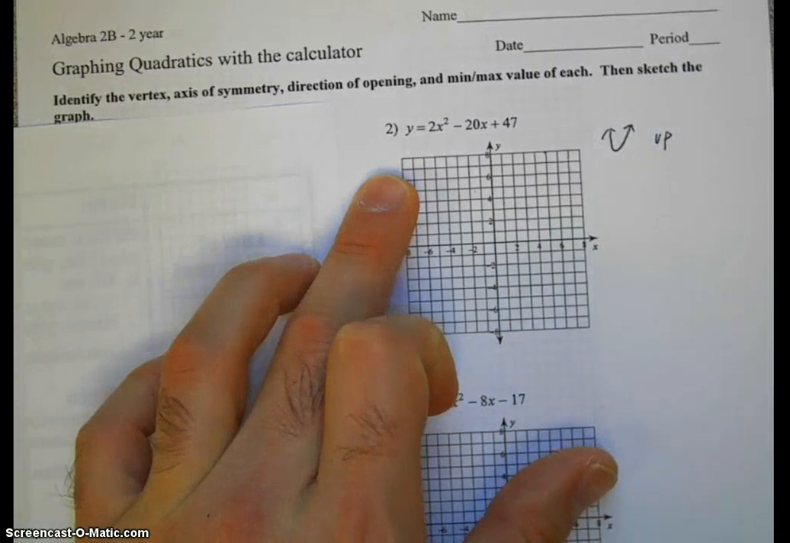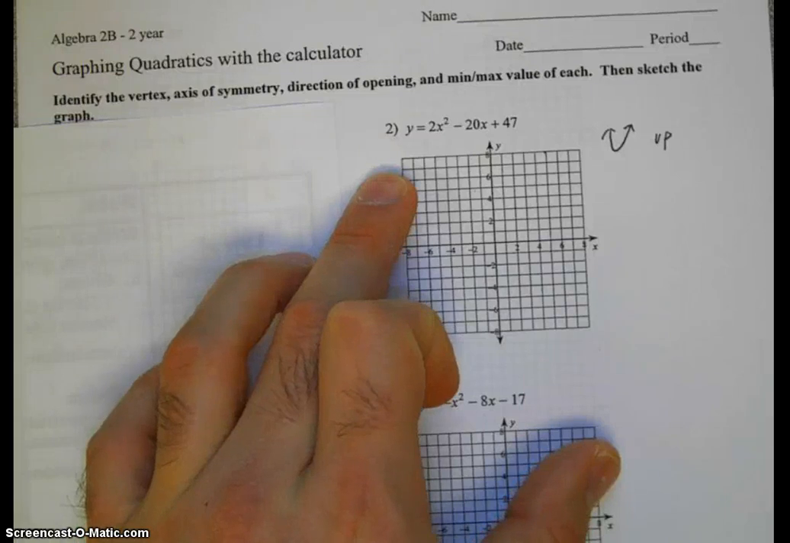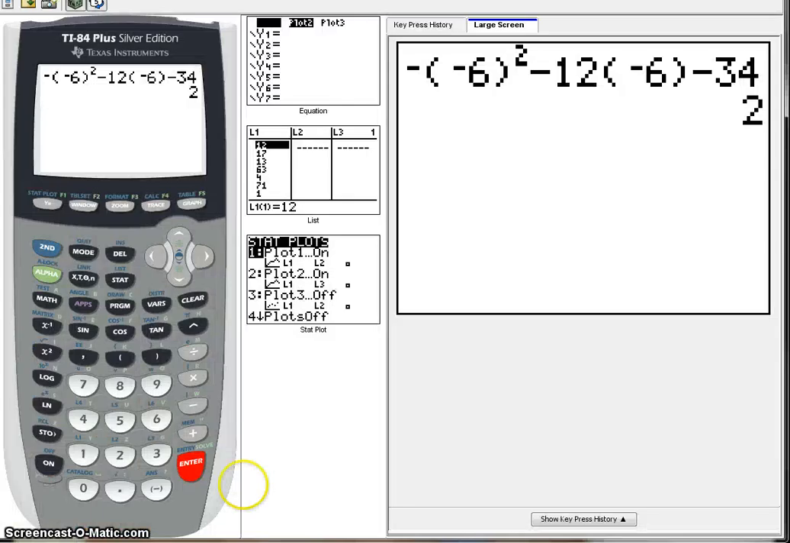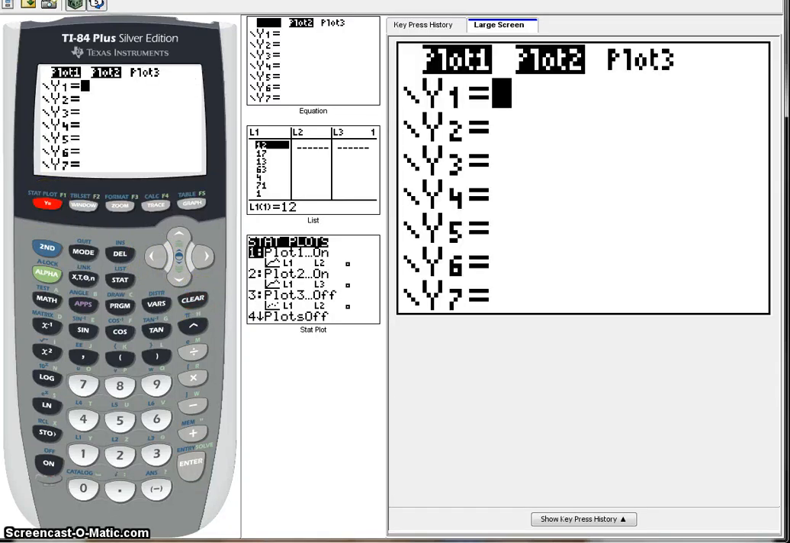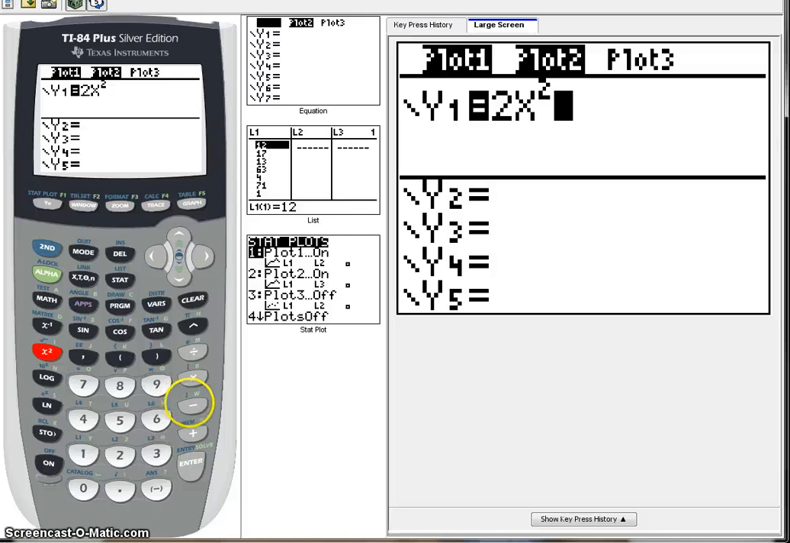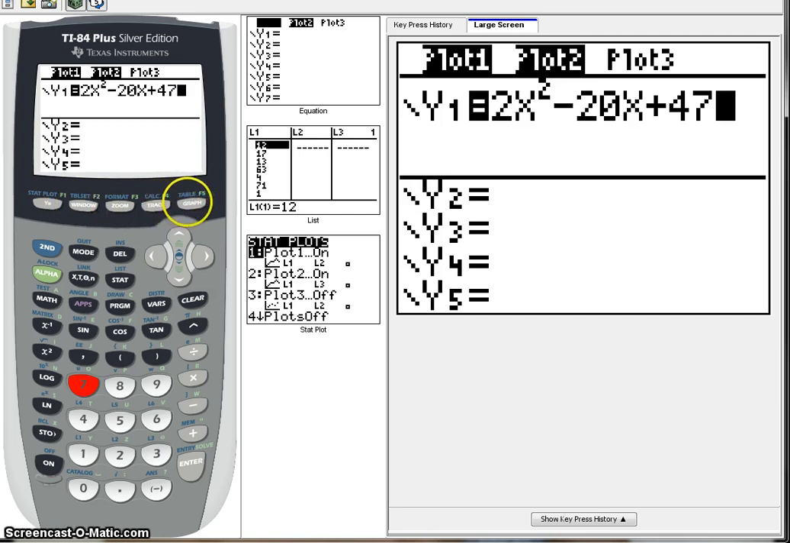Now to find my vertex using the calculator, the first thing I'm going to do is put in my y equals, I'm going to put the equation in. So you first want to hit y equals, and then we're going to put in number 2. So we got 2x to the second minus 20x plus 47. All right. So that was the y equals button right there. There's number 2. And then I'm going to want to see what this looks like, so I'm going to graph it.